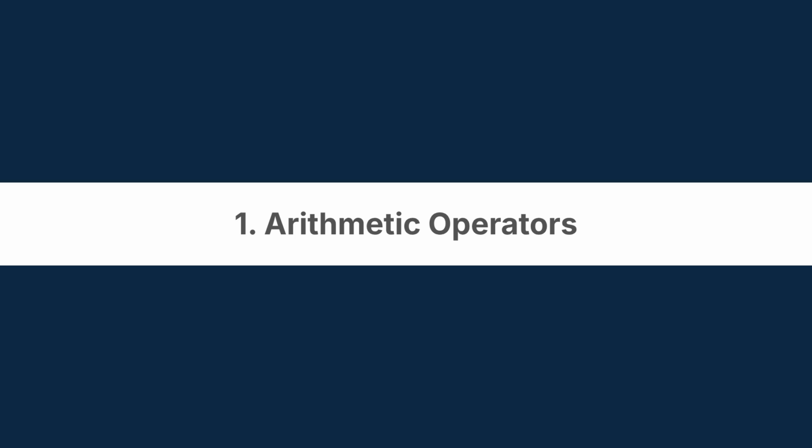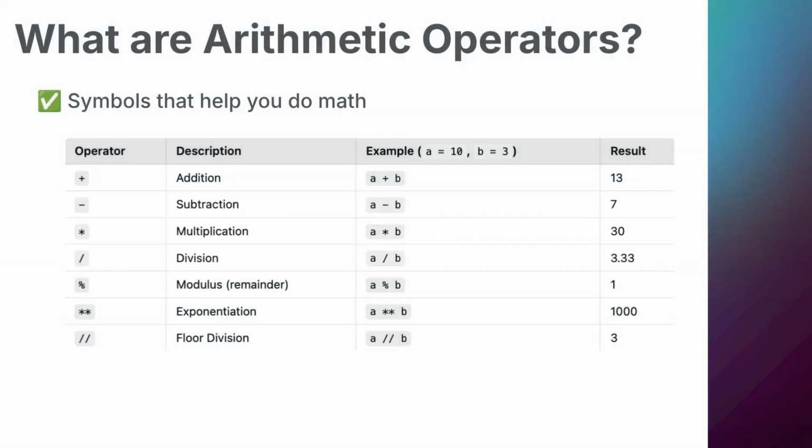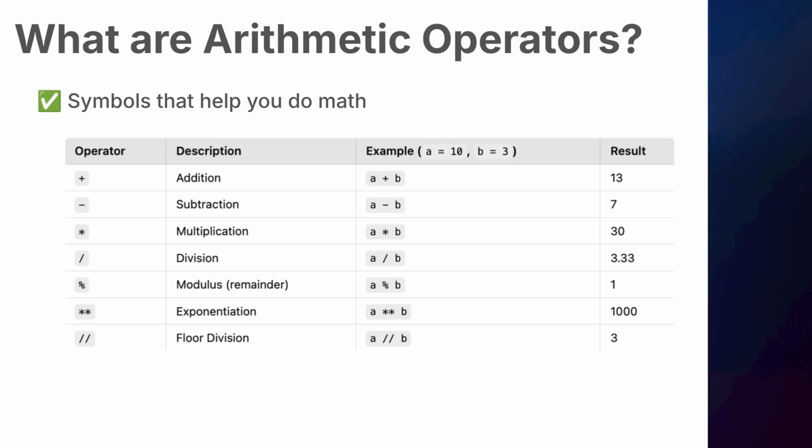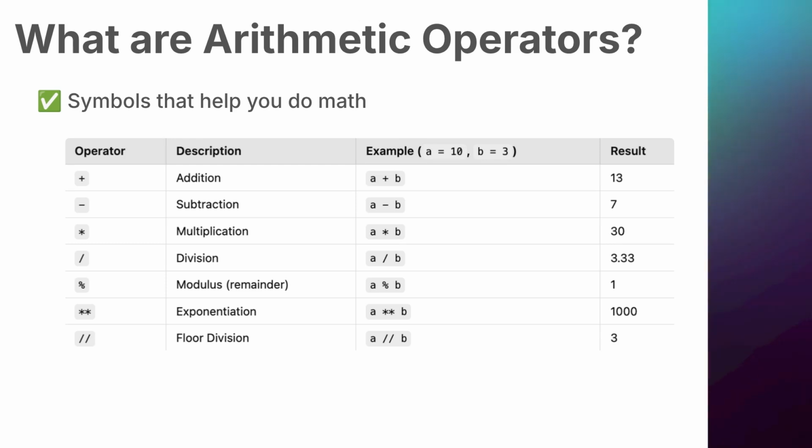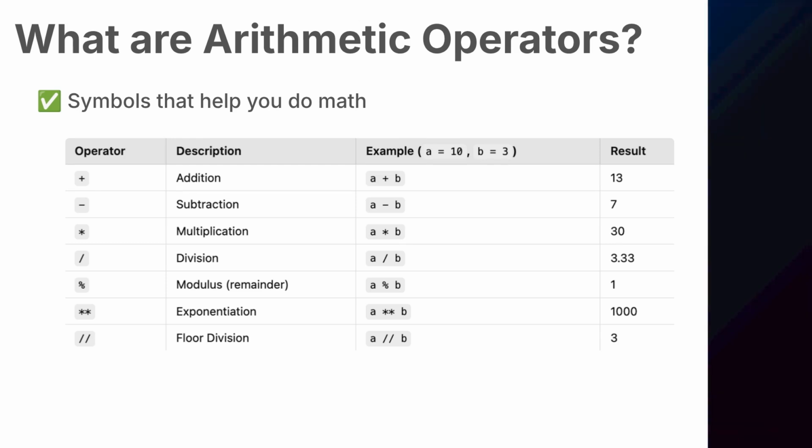1. Arithmetic operators. What are arithmetic operators? They're symbols that help you do math: addition, subtraction, multiplication, and so on. In Python, they work just like a calculator. The list shows the basic arithmetic operators. Let's think of using two numbers, a equals 10 and b equals 3.